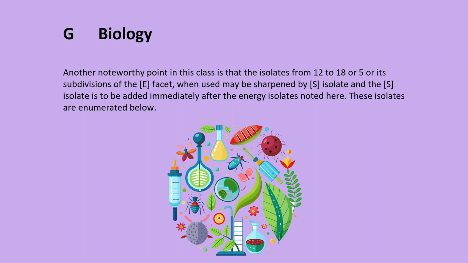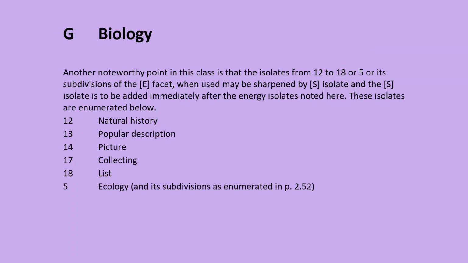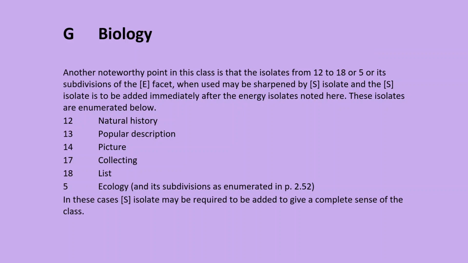These isolates from 1 to 1,8 or the isolate 5 or its subdivision are 1,2 natural history, 1,3 popular description, 1,4 picture, 1,7 collecting, 1,8 list, and 5 ecology. So, these isolates are to be sharpened by space isolate, and the space isolate is to be added immediately after these isolates from the energy facet.